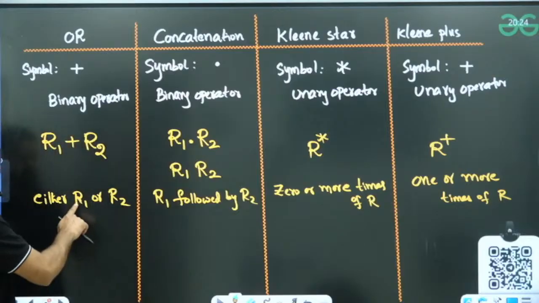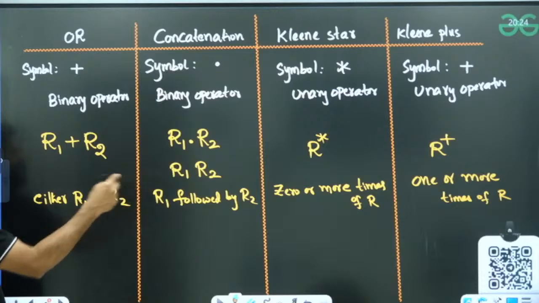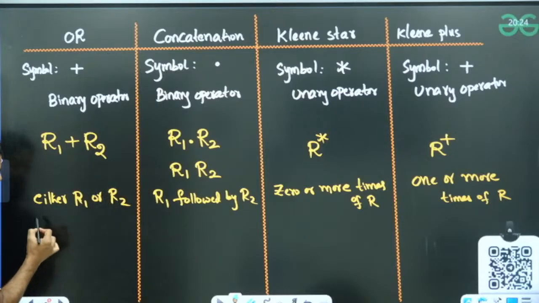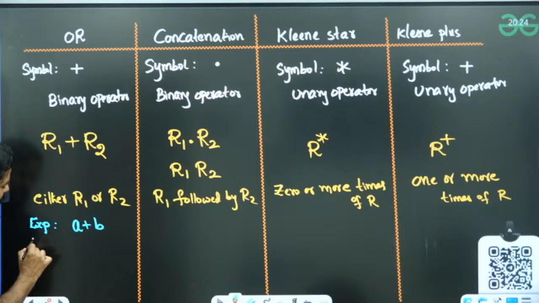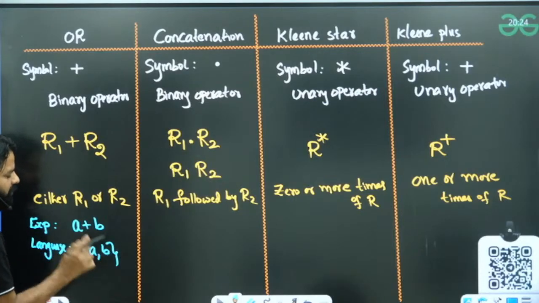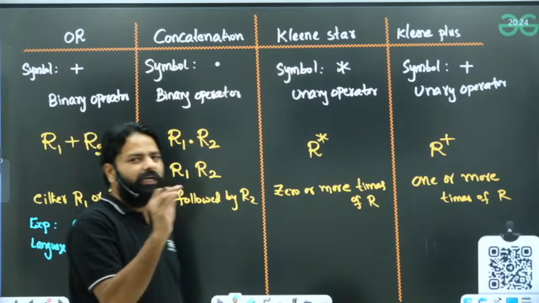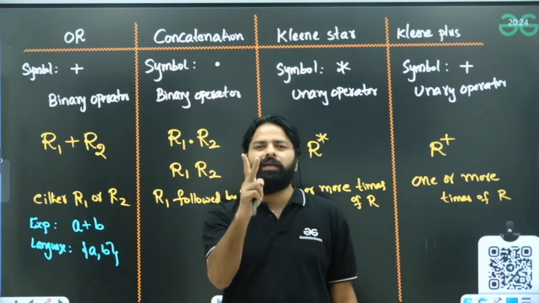What do you mean by either R1 or R2? If you want to understand, take an example, it will become so easy for you. When you write an expression like A plus B, what is the equivalent language that you get? You will get A comma B. It means you are talking about two strings. You can generate A or you can generate B.